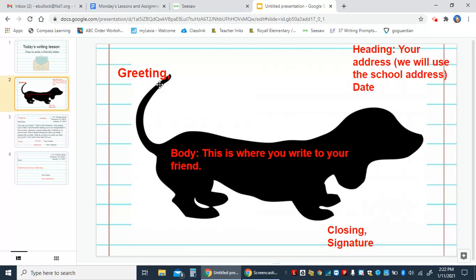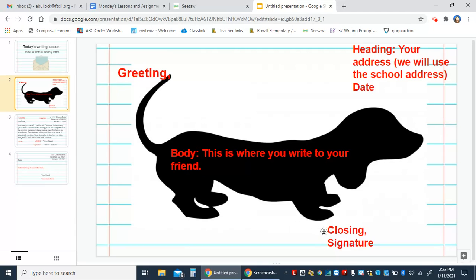After we do our greeting, we move down and we do the body of our letter. Now, the body is where you do your writing to your friend. So I've got my picture of my dog's long body to help me remember. After my greeting, I write my letter.